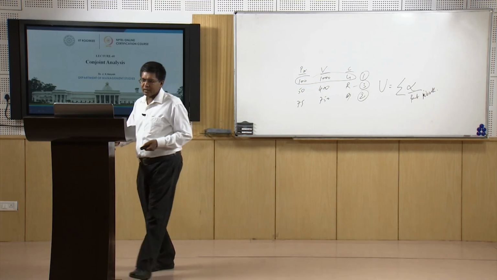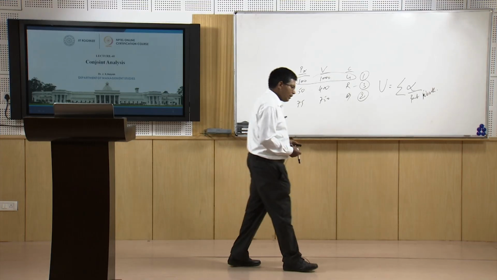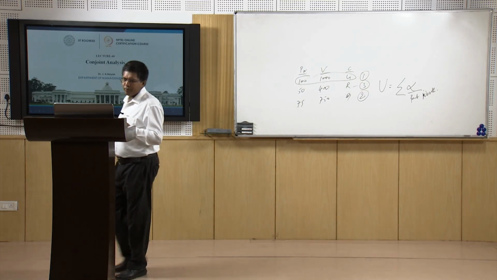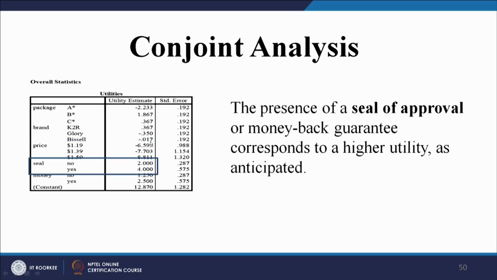For example, look at this price. It says there is an inverse relationship between price and utility. Higher prices correspond to lower utility. So once the price is going up, the utility value is going down, and that is not a desirable thing. Similarly, if you look at seal, if there is a seal, then the utility function goes high and the preference goes high for the respondent. Similarly, money back guarantee, if it is there, is still high. But you can see there are some coefficients, like package B, which has a very high positive value.